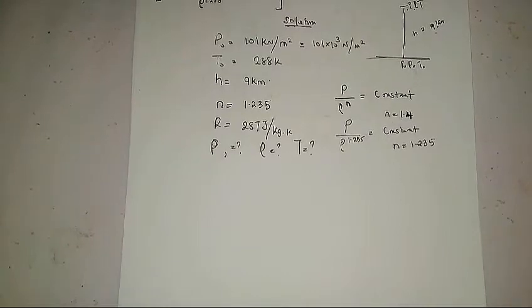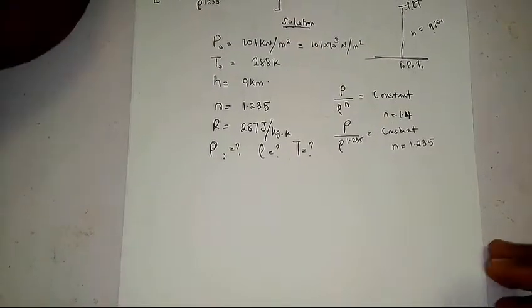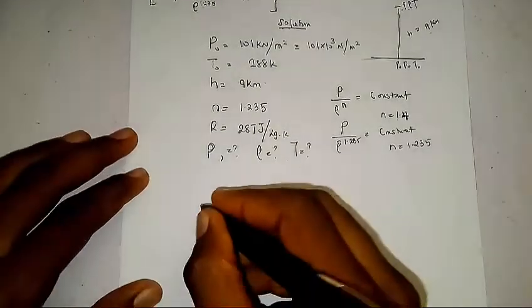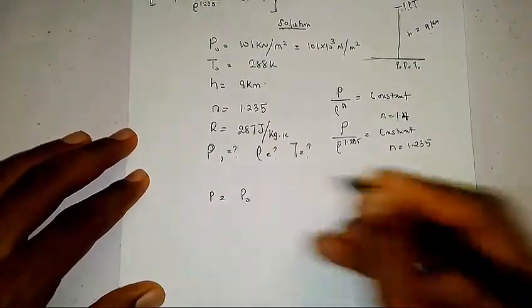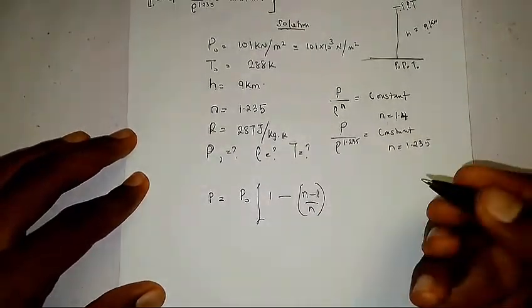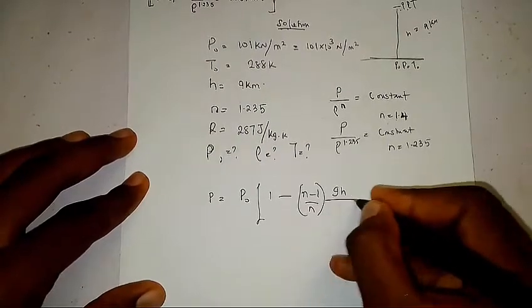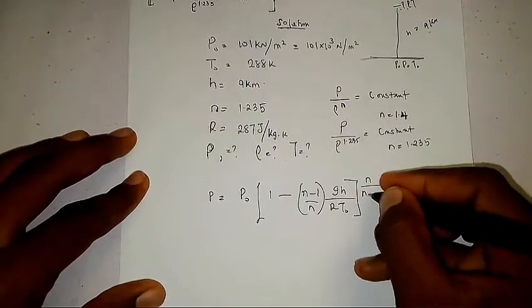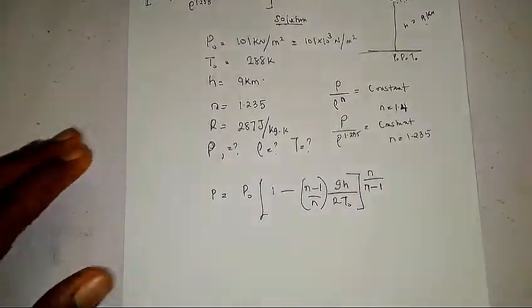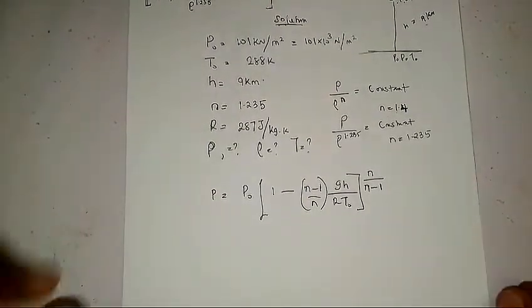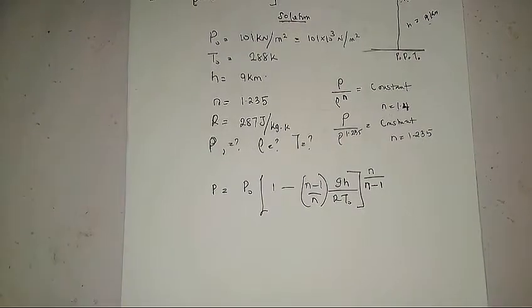The pressure at a particular point in the atmosphere, or a particular point in air, due to a polytropic process or an adiabatic process, is always given as P equals my initial pressure, open bracket, 1 minus (n minus 1 over n) times g divided by R T naught, raised to power n divided by n minus 1. If you watched my previous video, I actually proved this expression. So this is what we are going to be using to solve this particular question.